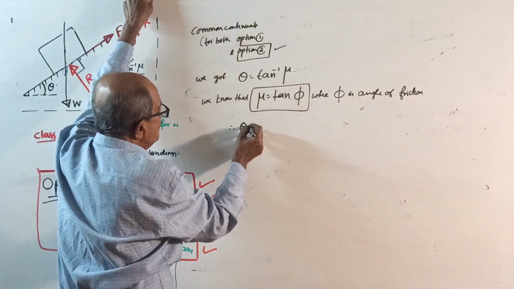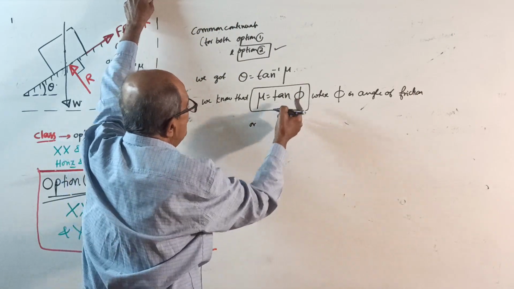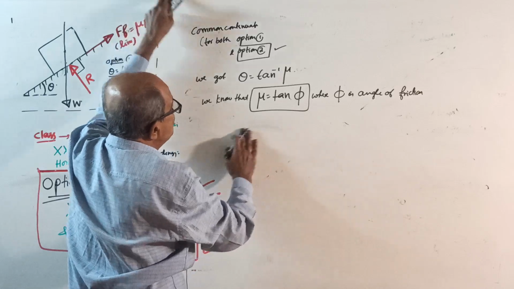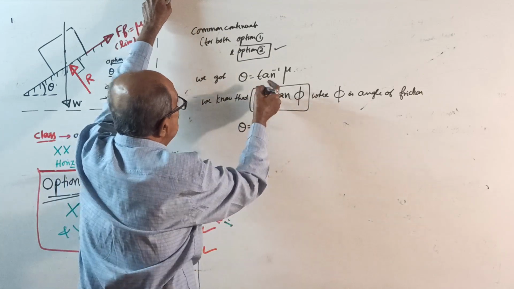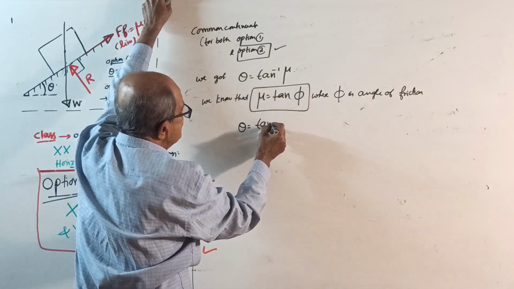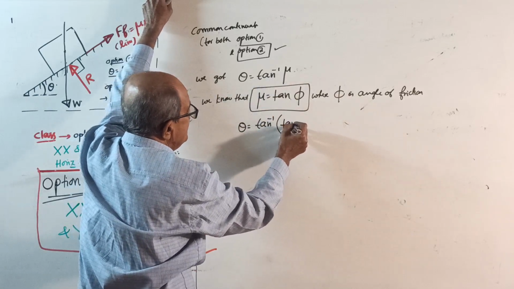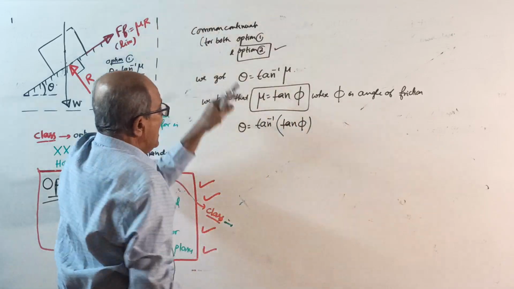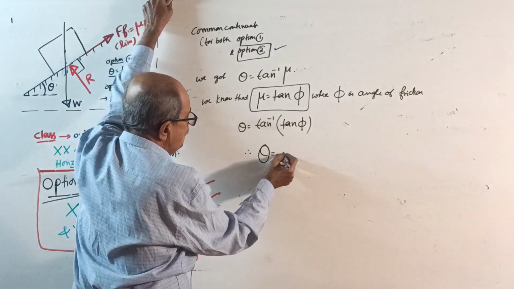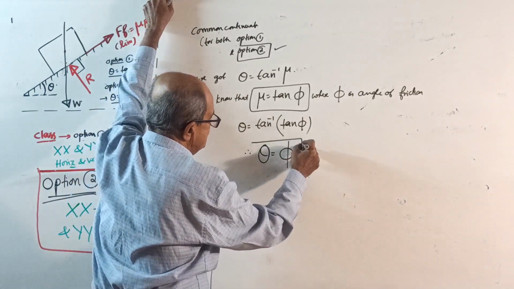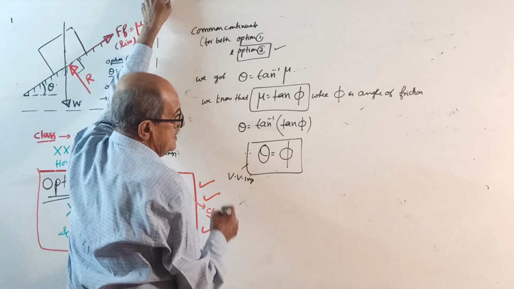Therefore, theta equal to tan inverse mu, and mu equal to tan phi. Tan inverse of tan phi means, therefore, theta equal to phi. Very, very important result. Theta equal to phi.